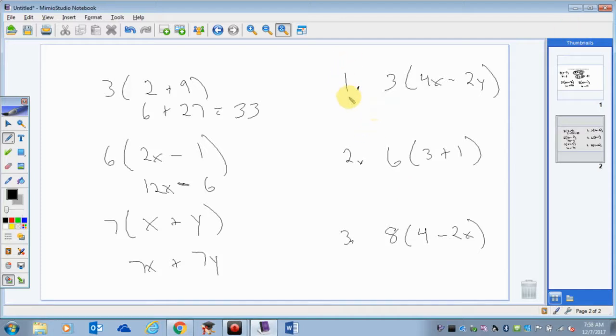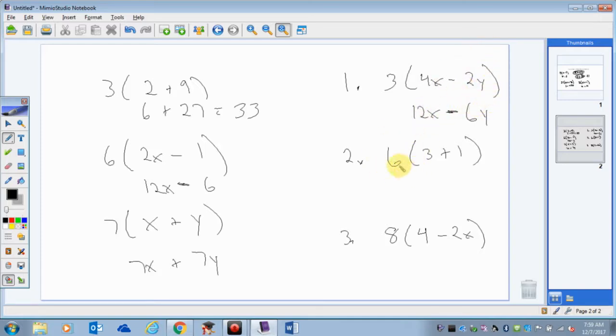Alright, you should have paused the video and got these 3 different problems worked out. So the first thing we're going to do is multiply 3 times everything inside the parentheses. So 3 times 4x would be 3 times 4 is 12. Have to keep the x with it. Bring our subtraction symbol down. And then we've got to do the next step, multiplying 2y times 3. So 3 times 2 is 6. Got to keep the y. So this right here is equal to 12x minus 6y.